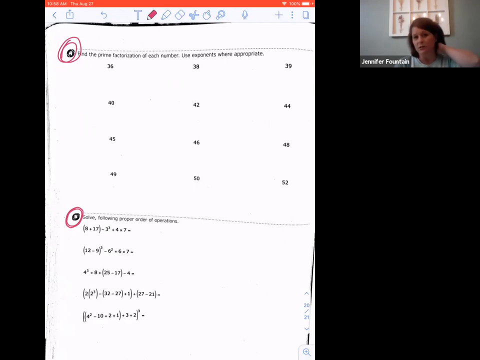Again, these are some basic skills that we have already reviewed several times, but we need to keep working with them to make sure we're good and solid.